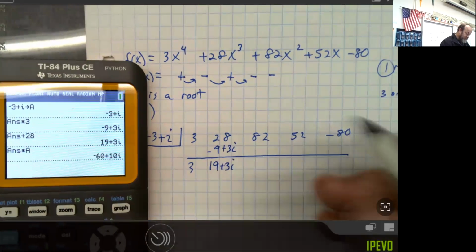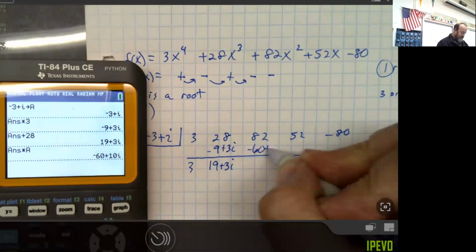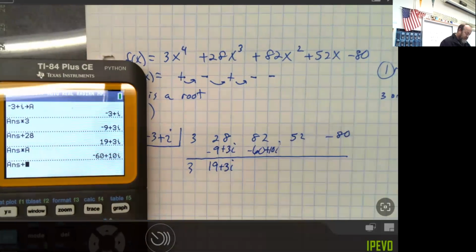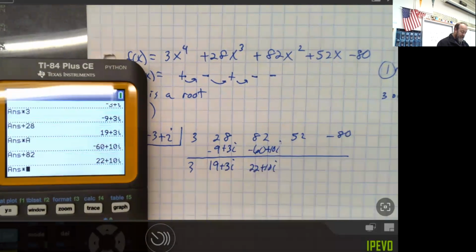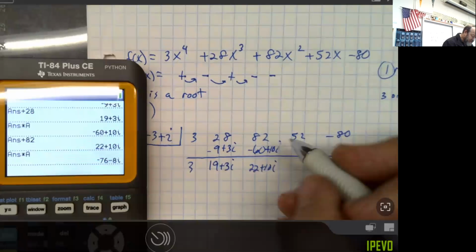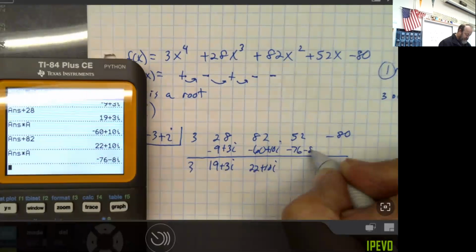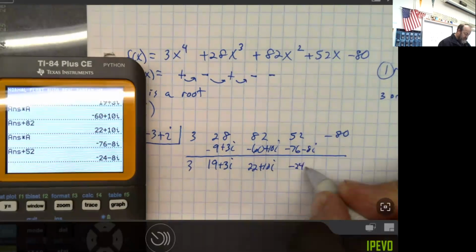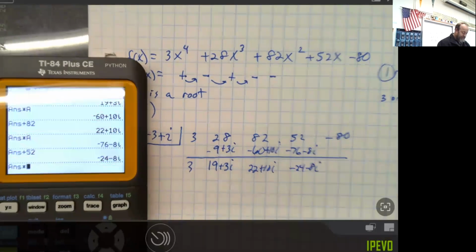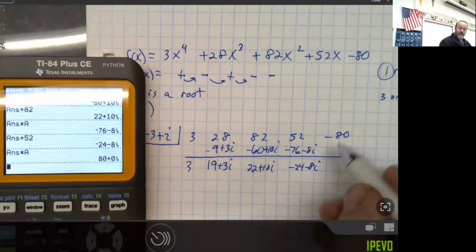I've got -60 plus 10i. Add that to 82. That's 22 plus 10i. Multiply by a again. -76 minus 8i. Add it to 52. I'm starting to get nervous that this is actually working. And I got it. Wow, I didn't think it was going to work.